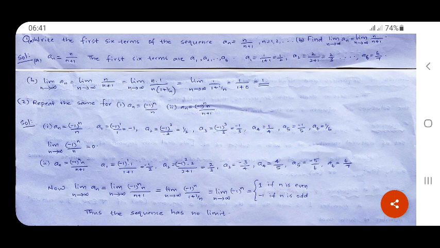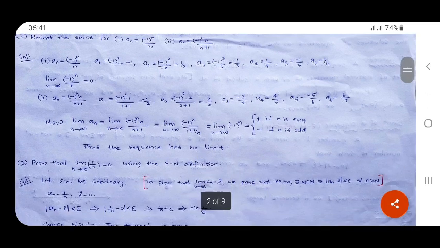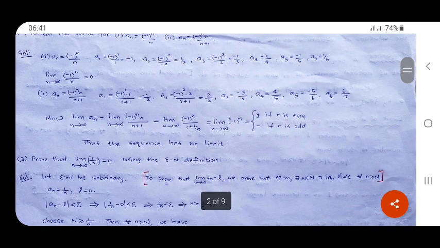This cannot happen, because if a sequence converges, it converges to exactly one limit. So there cannot be more than one limit. It cannot go to two different real numbers. Therefore, the limit does not exist, which means the sequence does not converge, or the sequence diverges.